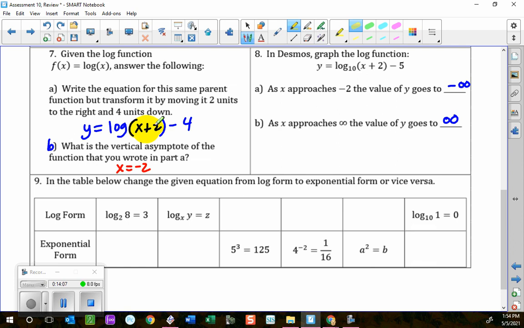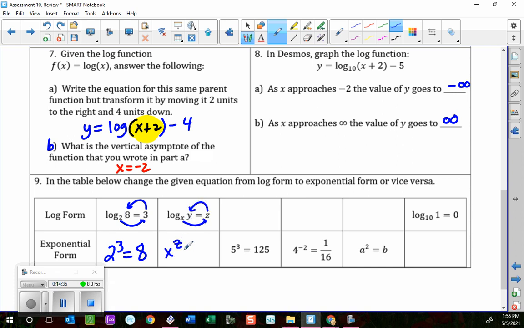All right, and number 9. So number 9, this is just flipping back and forth between exponent form and log form. So if we saw this log expression, log base 2 of 8 equals 3, we would know to write the exponential equation 2 to the 3rd equals 8. So remember, it goes like this: base, power, answer. Okay, so same thing here: base, power, answer. So x to the z equals y. So that one doesn't really make much sense, but it's just about knowing where the pieces go, right?